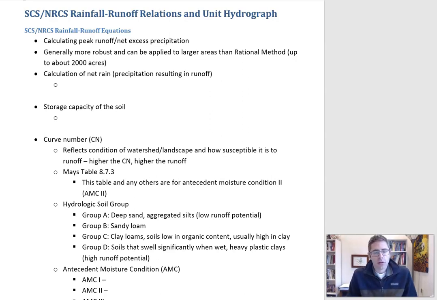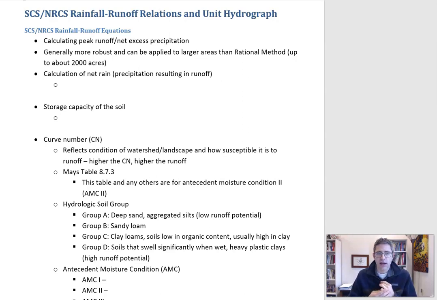Okay, so in the last lecture we introduced the concept of the hydrograph. We wanted to take some storm event and turn it into a plot of the flow rate versus time from that storm event. We talked about the concept of the unit hydrograph. We looked at actual unit hydrographs and synthetic unit hydrographs.